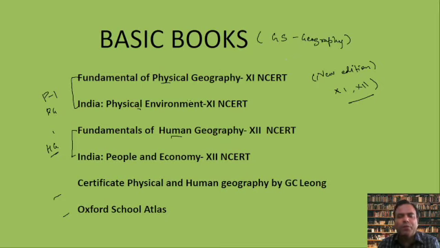So before starting the optional, it is expected that you have gone through this. Not all the textbooks, but before starting the physical part, at least complete the physical geography textbooks, and before starting human geography, complete the human geography textbook. I am not talking about classes 6 to 10, only the 11th and 12th standard NCERT is the focus. Always, when you are reading geography and a place comes up that your mind cannot picture, plot it on the world map. Use the Oxford Student Atlas or Oxford School Atlas.